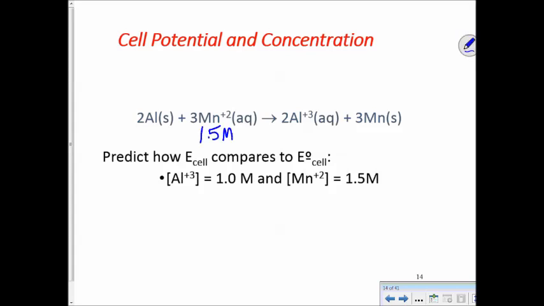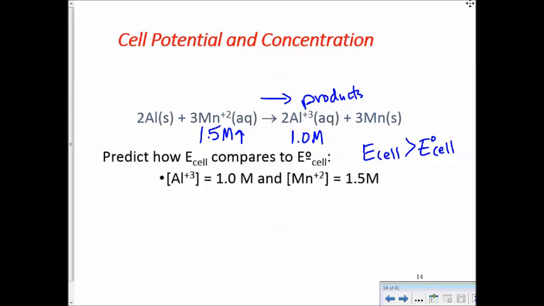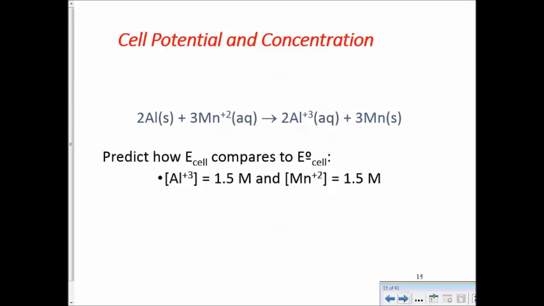Good. Since this is being upped, we're upping the reactant this time, leaving our product as normal standard conditions. Now it's going to push towards the products, and therefore should be creating more electron flow. More electron flow means E cell, non-standard, should be greater than the standard E cell. What do we think here?